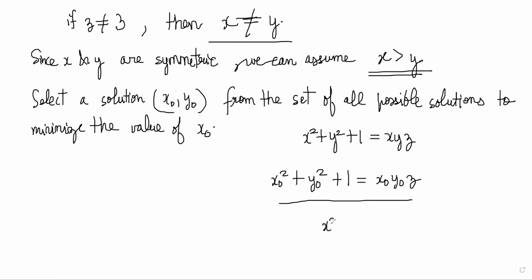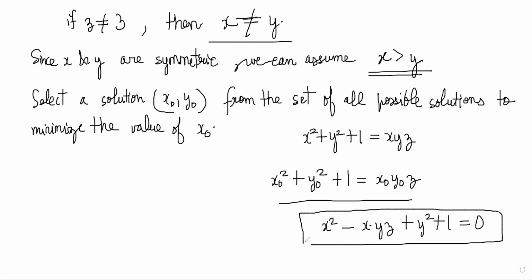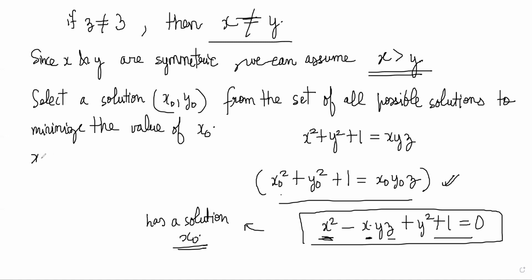We'll think of it as a quadratic in x. This is my quadratic in x, which has a solution x0, because you can put x0 for x here in this quadratic and you will get this result. I'm just rearranging it and thinking of x0 as one root of the quadratic x² − x·yz + y² + 1. So let's say the other root is x1.